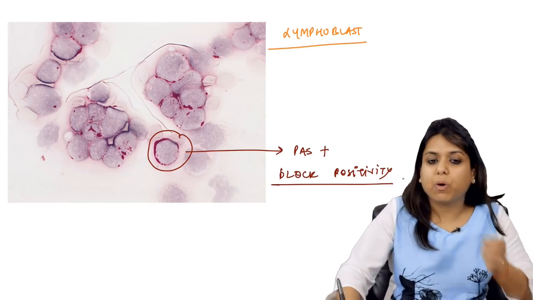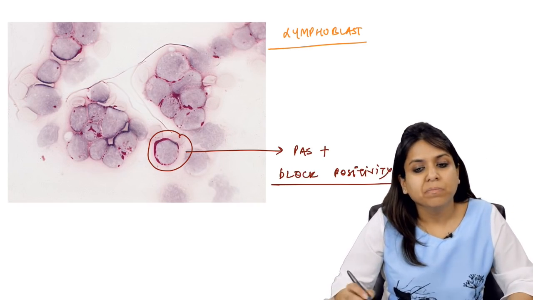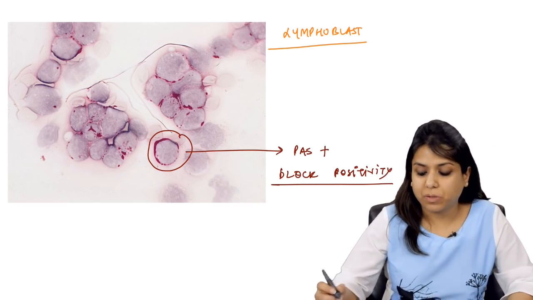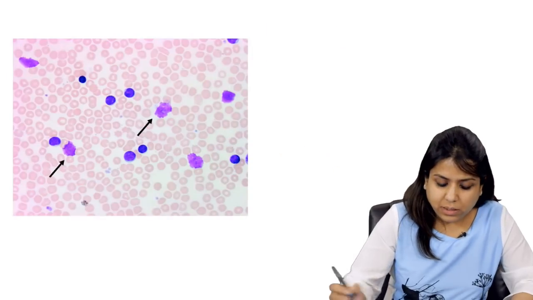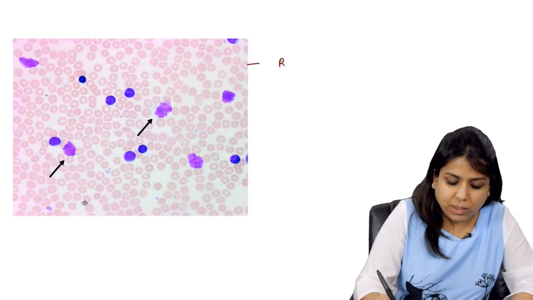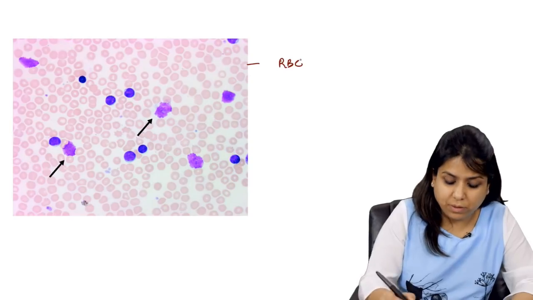This is called as block positivity. Clear? This is a lymphoblast showing PAS positivity. Next image, students, these are the RBCs. This is a peripheral smear.